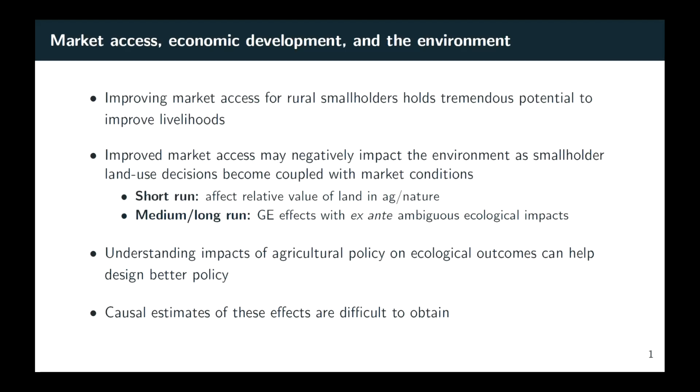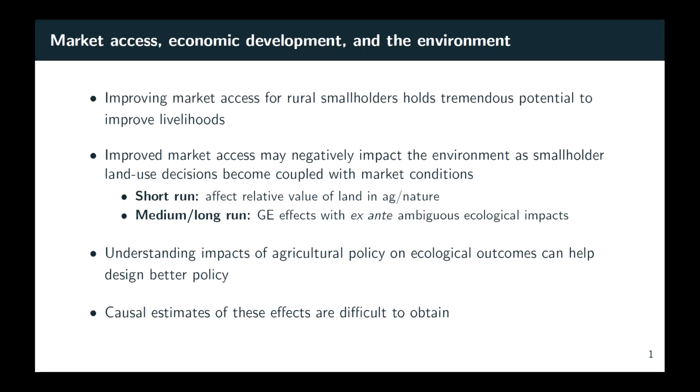Okay, so improving market access to a variety of different markets in the developing world can offer tremendous potential to improve rural growth, livelihoods, et cetera, via credit access, output market access, et cetera, labor market movements. And the issue here that we're studying is the potential for improved market integration to lead to negative environmental externalities.